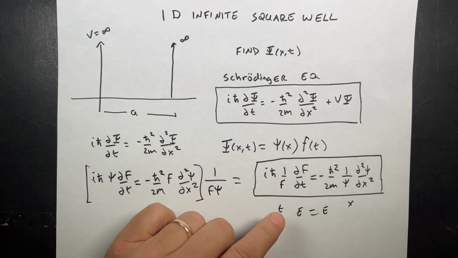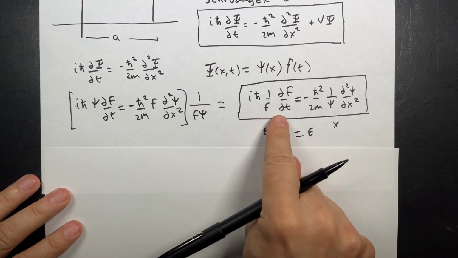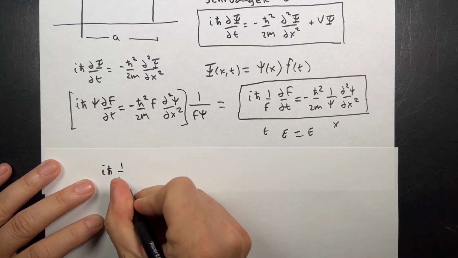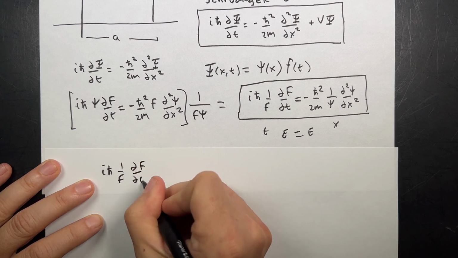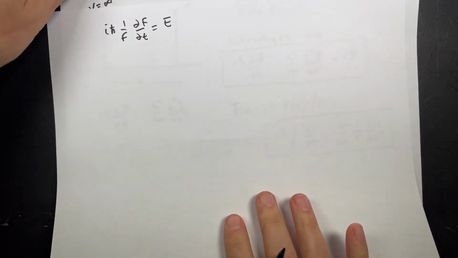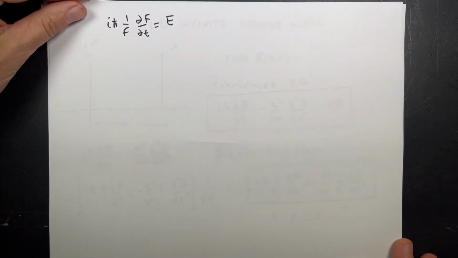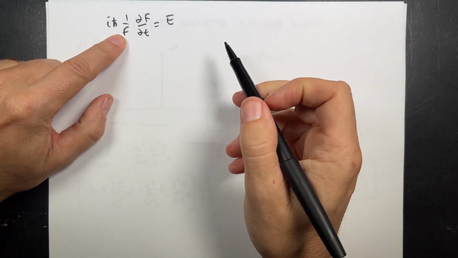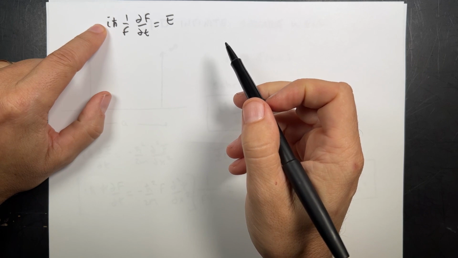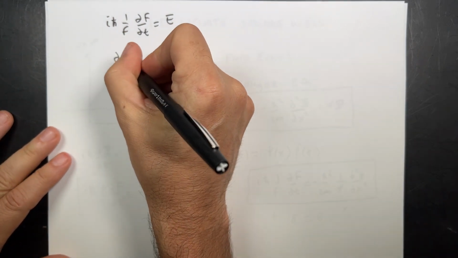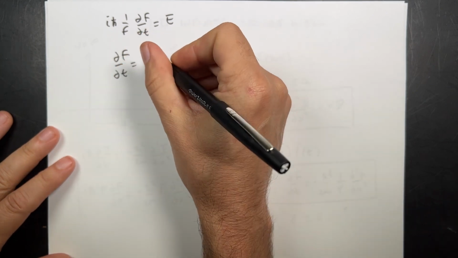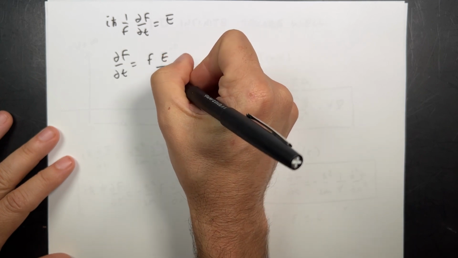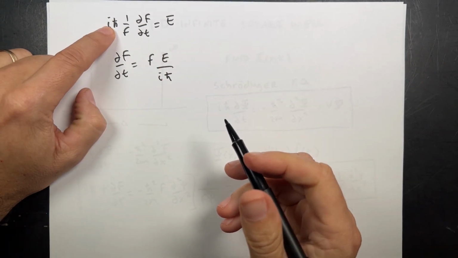So let's take just this. I'm going to set that equal to the constant E. I have i h bar 1 over f partial of f with respect to t equals E. And now this equation I can actually solve. It's not too terribly difficult. It's a differential equation. Let's multiply both sides by f and divide by i h bar. Partial of f with respect to t is going to be equal to f E over i h bar.